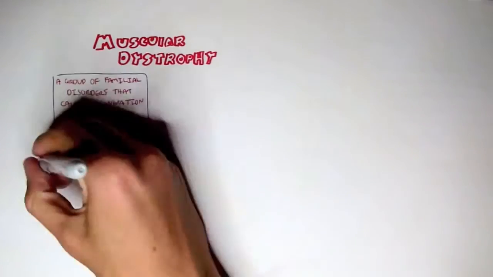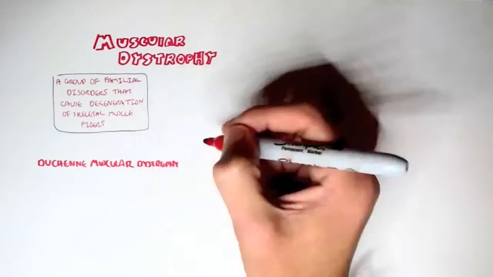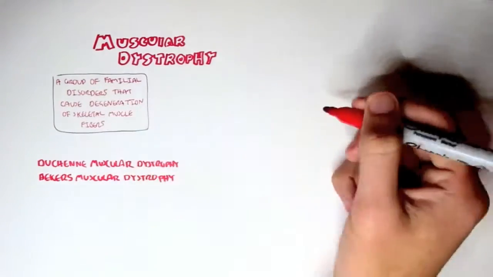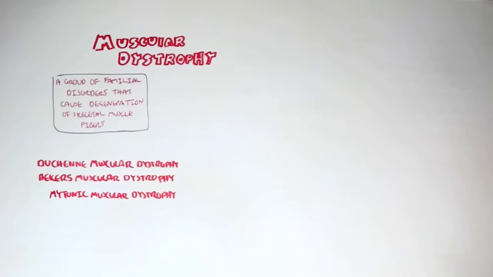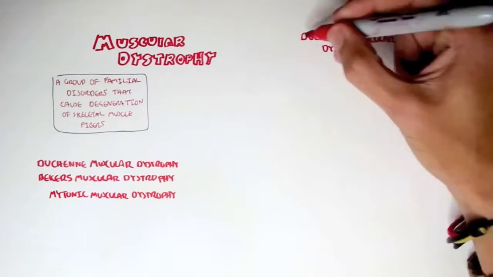Upgrade the graphics. Yep. There are a few types of muscular dystrophy. Ones that we're going to look into are Duchenne muscular dystrophy, Becker's muscular dystrophy, and myotonic muscular dystrophy. Let's begin with Duchenne muscular dystrophy.